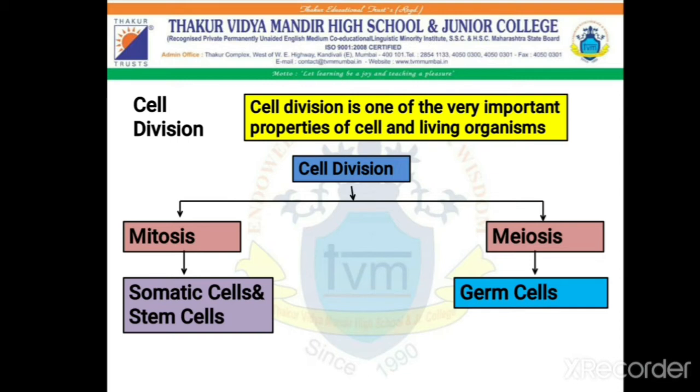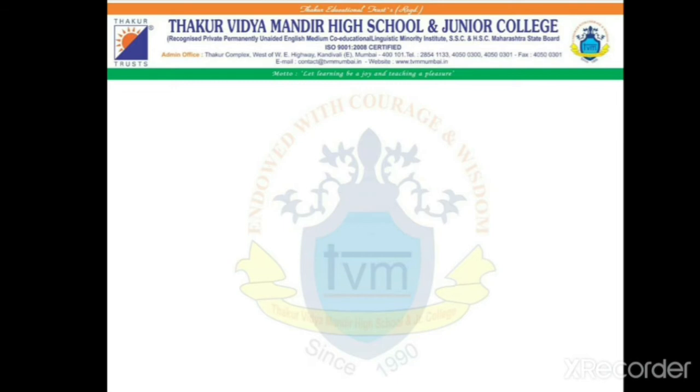So we have seen what a cell is first. We have seen why cell division occurs, because it's a very important process. And then the two methods by which cell division is carried out, that is mitosis and meiosis. Mitosis is carried out in somatic cells and stem cells, whereas meiosis is carried out in germ cells. Before moving on to mitosis and meiosis, let us understand the terms like somatic cells, stem cells, and germ cells.